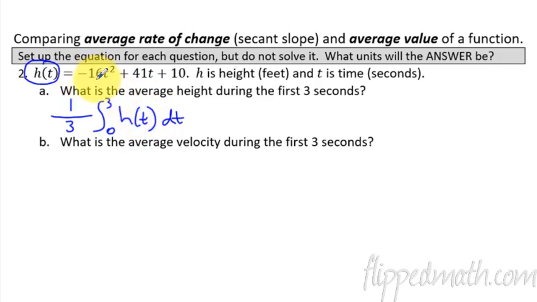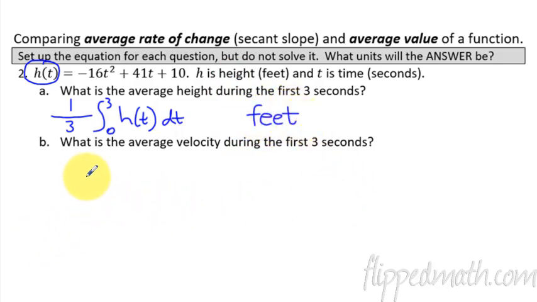You don't need to spend the time writing out -16t² + 41t + 10. Why do that? Save yourself some time when you get to use a calculator and just set this up like this. Okay, so I could plug this in a calculator and get directly to the answer, but we don't need to solve it. This is just practicing setting it up. And then what are the units going to be? Well, the average height, the height is in feet, so the answer will be in feet.